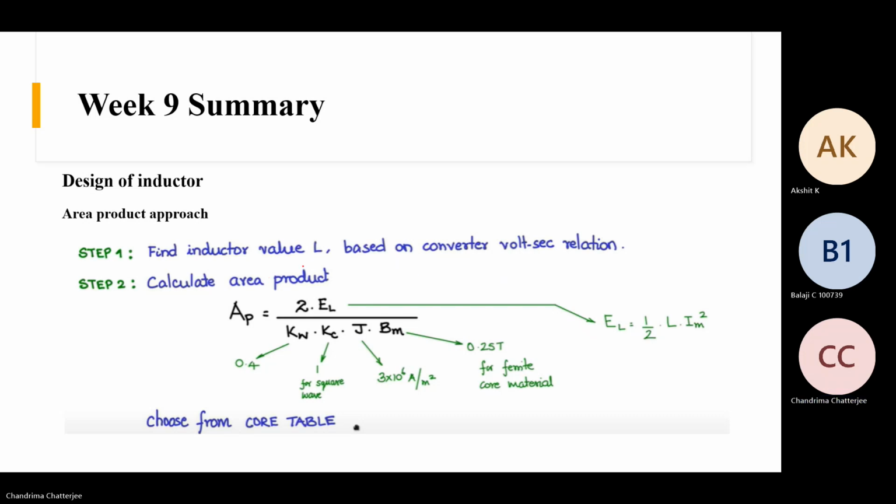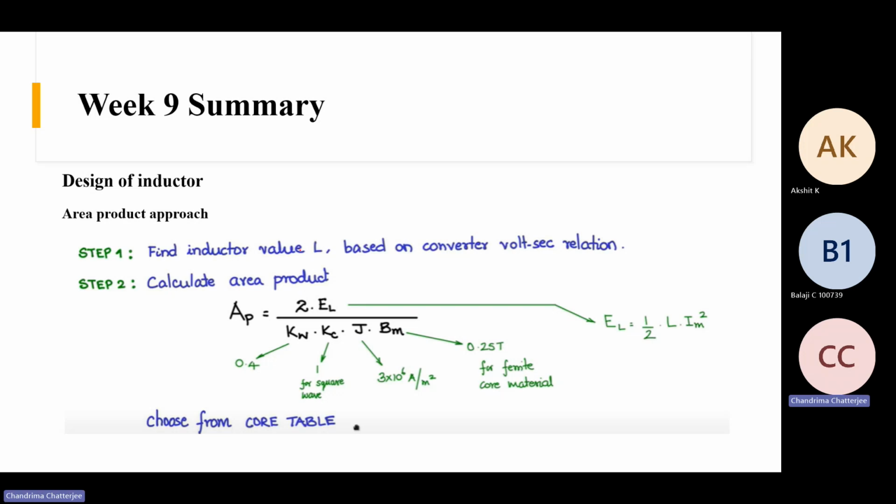Now, the summary of the steps, how to design an inductor. This is the summary. The first step, obviously, is to find the inductor value. We already saw how to find the inductor value for the non-isolated converters; we solved the numericals. If we have a particular specification that we want to restrict the current ripple within some percentage of the average current, then we can find out the value of L. And if we have the value of L, then we will have to calculate the area product.